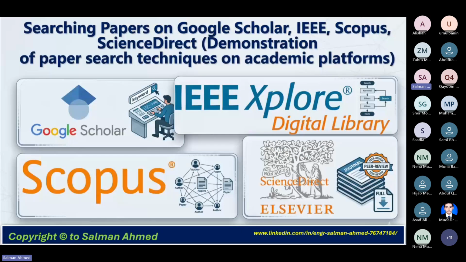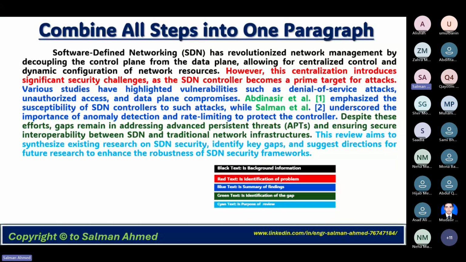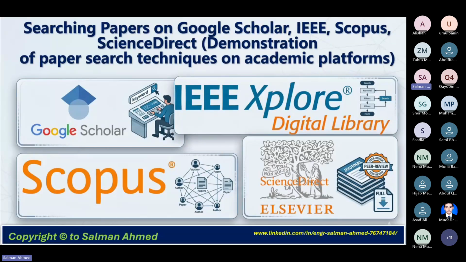So I already discussed these things: the black text is the introduction or the background, in red is the problem statement, the blue is the findings of the previous work, and the green is the gap that we found from the discussion of that research article. After that, in the last is the purpose of the review: why did we review this paper, and how it can contribute to our work.